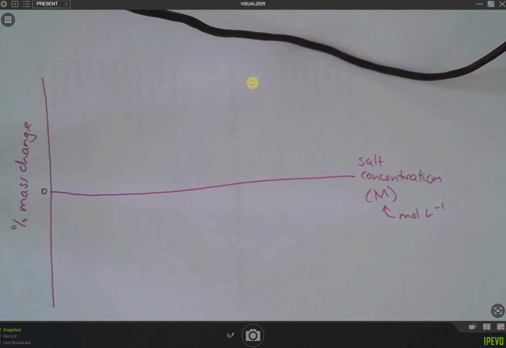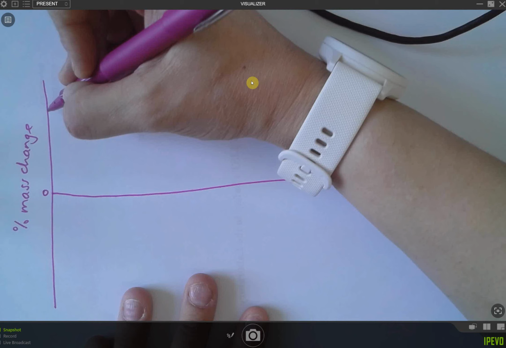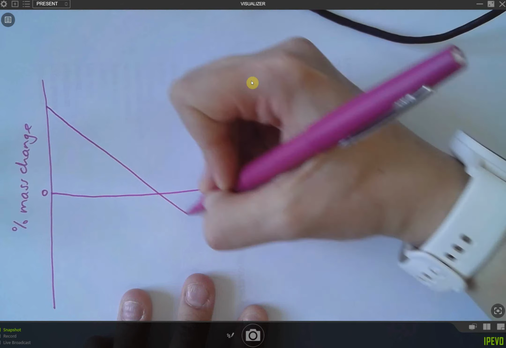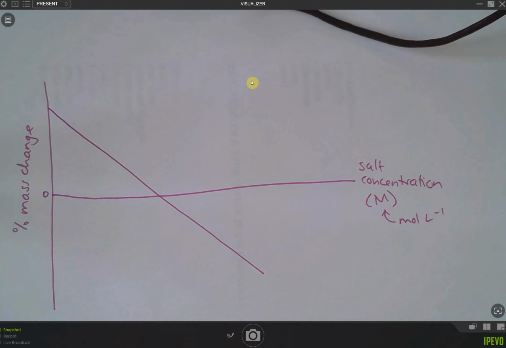In other instances, the mass might decrease. Okay? So I'm just doing a general graph that you might potentially have on this assessment that looks like that. Now, looking at it, what do you guys think the trend is? As I increase the salt concentration, what happens? The percent mass decreases. We need to be really careful with how we describe things.